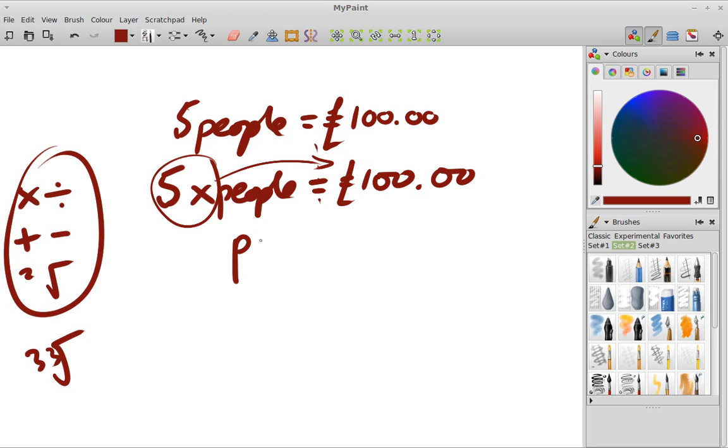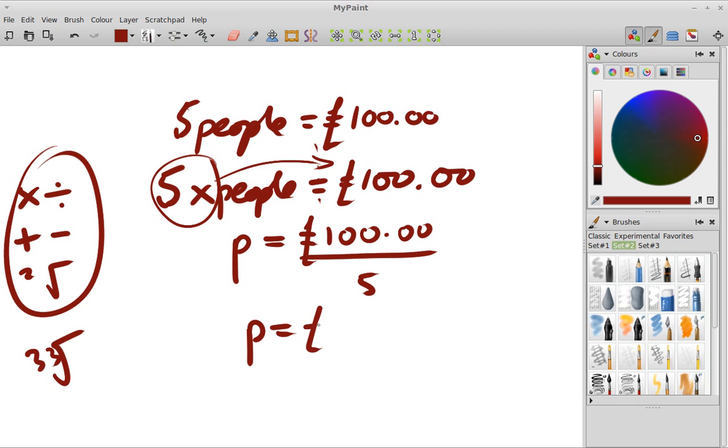So how much has one person, if you like, contributed? It's going to be 100 divided by 5. You could write divide by 5, that's fine, it's the same difference. So 100 divided by 5, you know that one person has contributed £20. Mathematicians and engineers love abbreviating things. They won't put apples, they'll put A, that kind of thing. Everything, you could say it's laziness, it's efficiency.